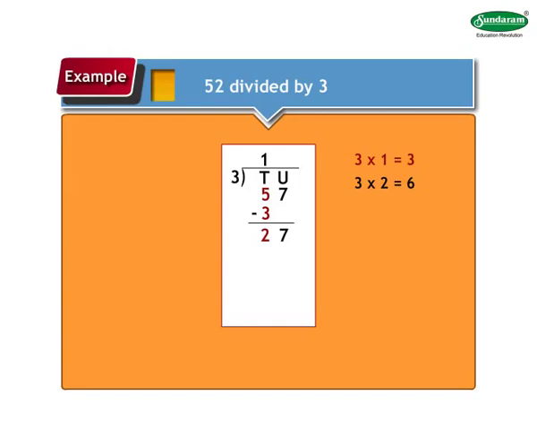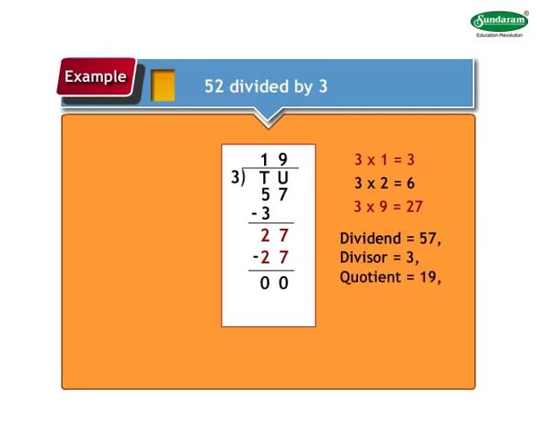By saying 3 times table, we get 3 nines are 27. So, we will write 9 in the units place of the quotient and write the product 27 below 27. As 27 minus 27 is equal to 0, we get our remainder as 0. Hence, the quotient is 19 and the remainder is 0. Thus, the dividend is 57, divisor is 3, quotient is 19 and the remainder is 0.